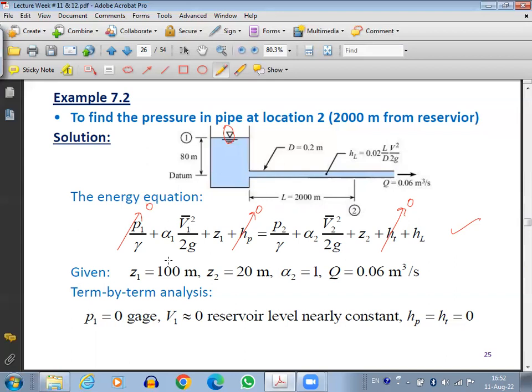So basically we can ignore V1, consider it to be 0, assume it to be 0, because V1 is very small than V2.